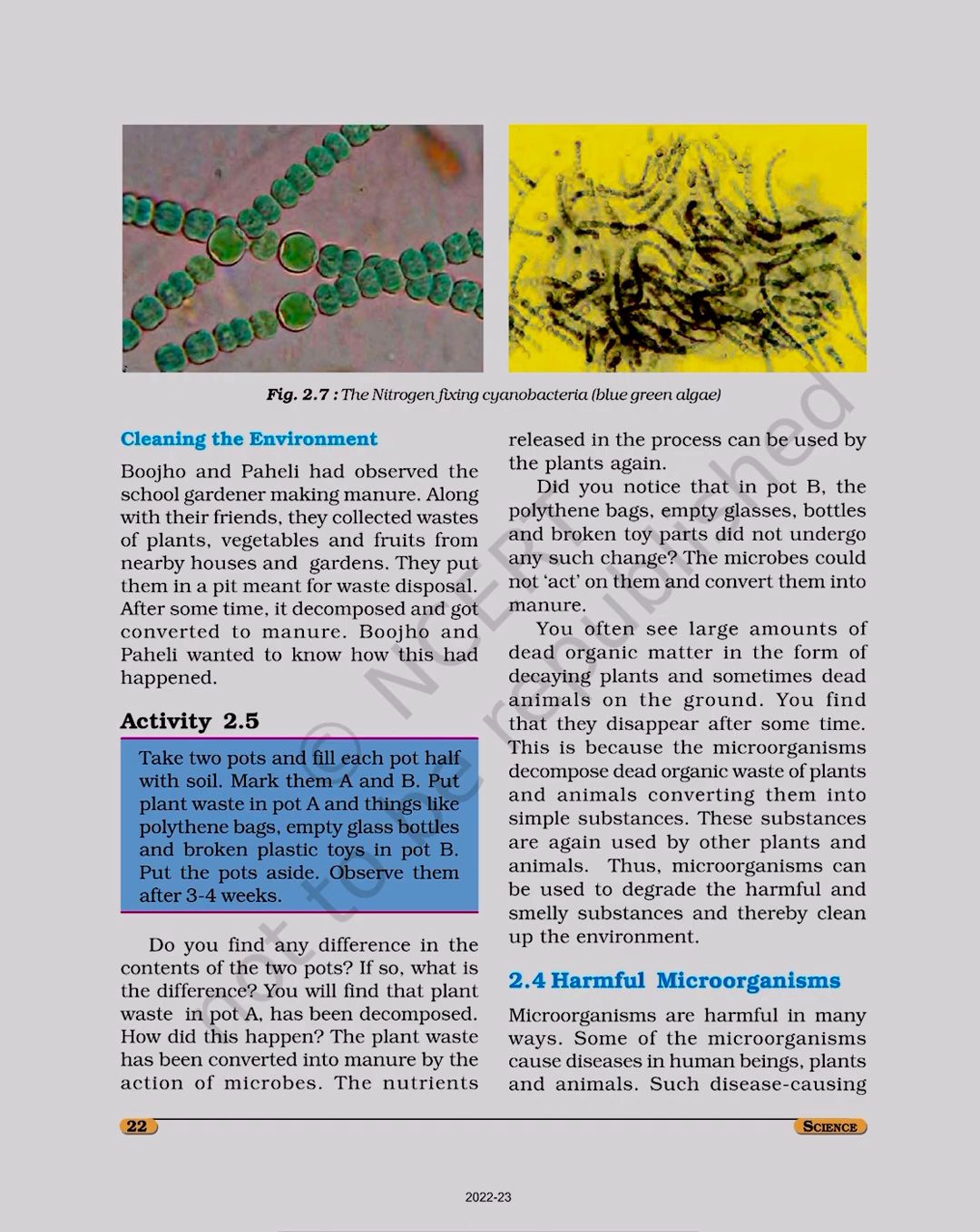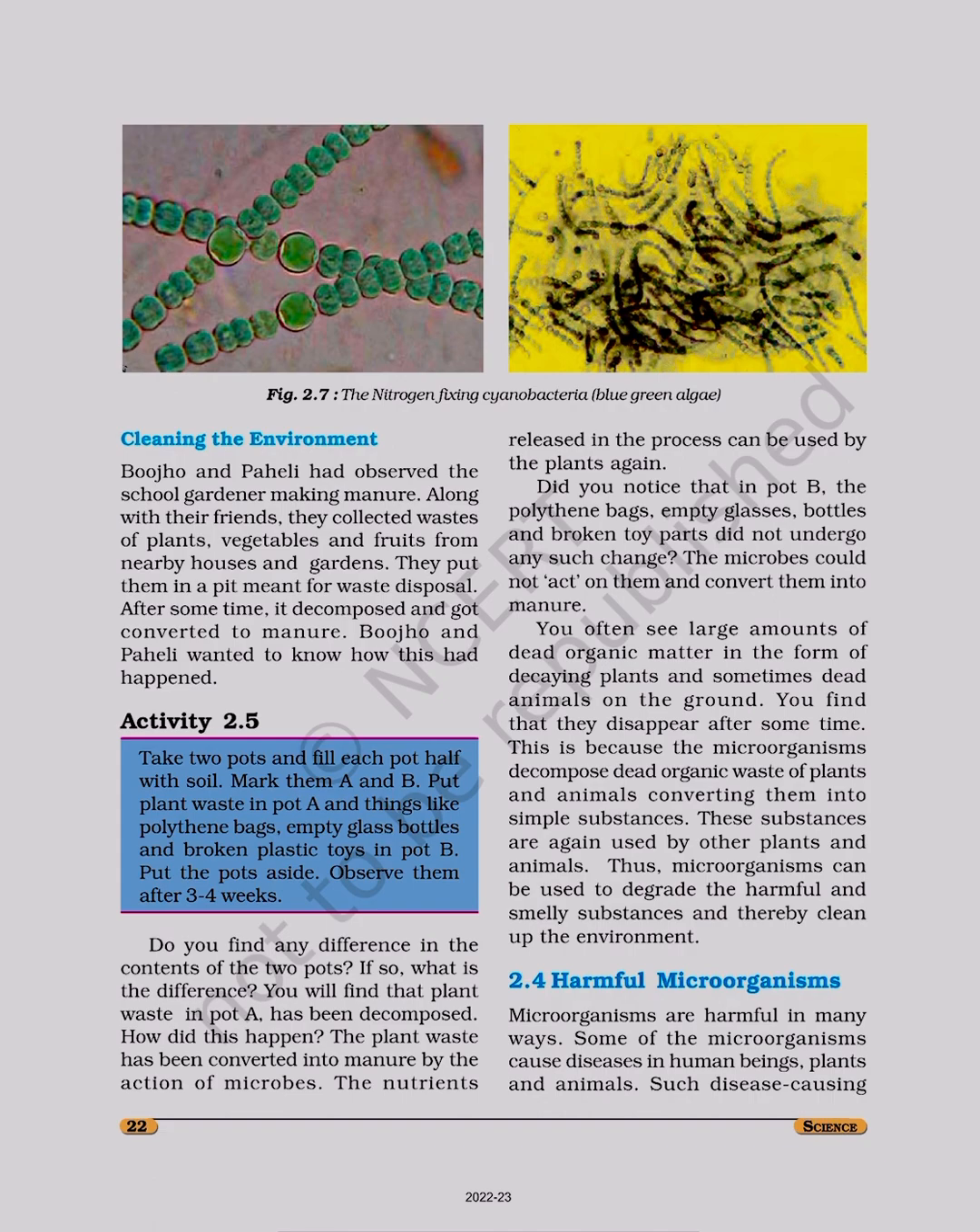Cleaning the environment. Bojo and Pahili had observed the school gardener making manure. Along with their friends, they collected waste of plants, vegetables, and fruits from nearby houses and gardens. They put them in a pit meant for waste disposal. After some time, it decomposed and got converted to manure. Bojo and Pahili wanted to know how this had happened.